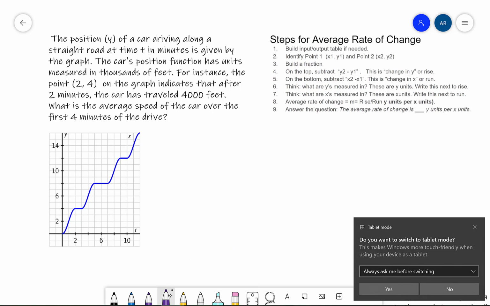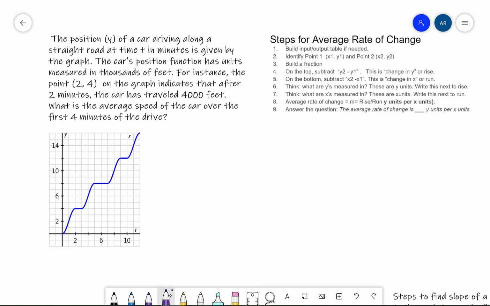Hello. In this problem, we have been given a scenario and a function with a graph. We are told that the position y of a car driving along a straight road at time t in minutes is given by the graph. The car's position function has units measured in thousands of feet. For instance, the point (2, 4) on the graph indicates that after 2 minutes, the car has traveled 4,000 feet. What is the average speed of the car over the first 4 minutes of the drive?